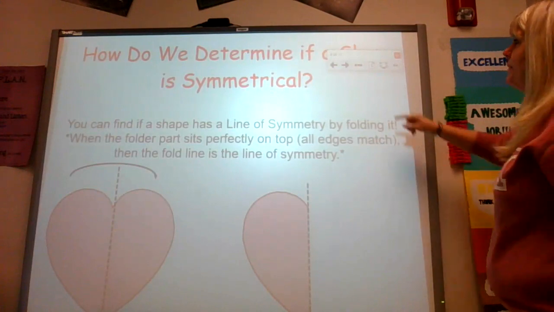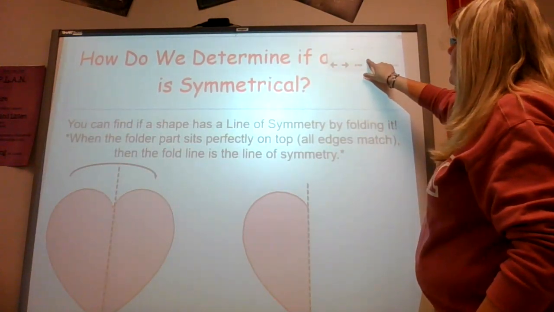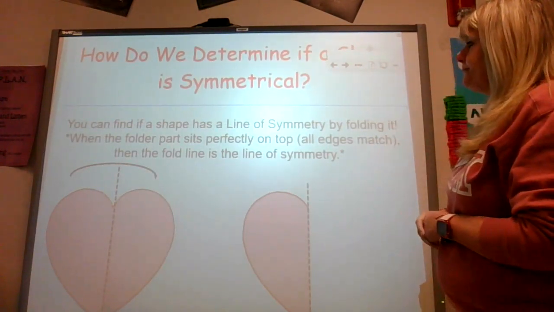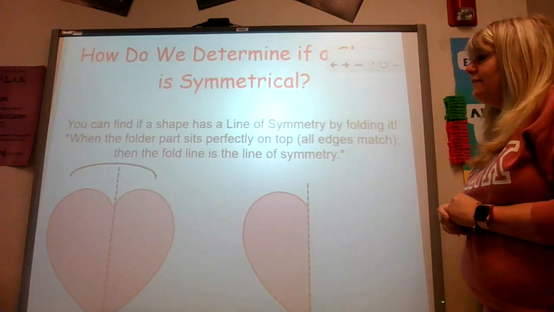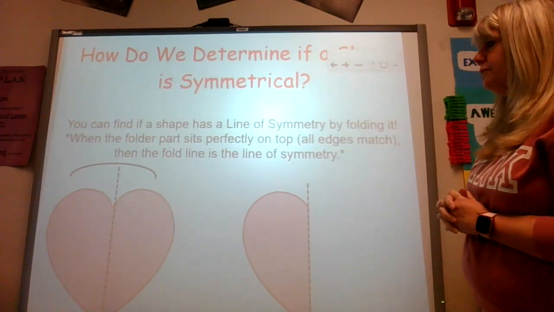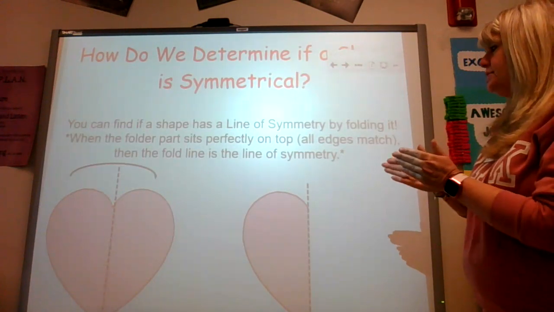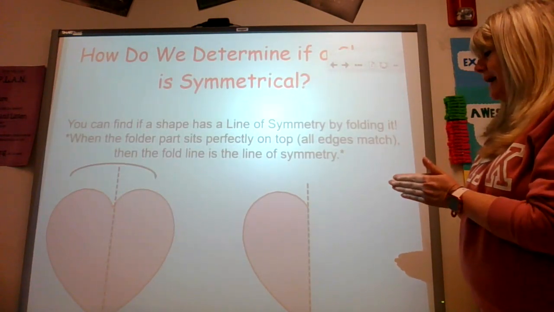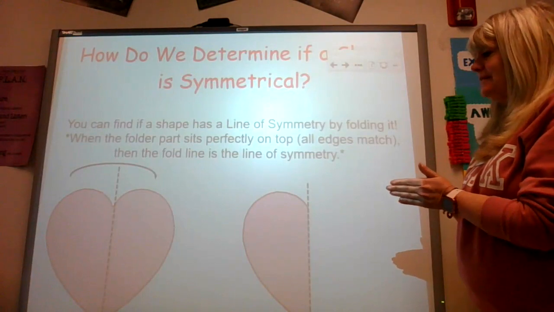How do we determine if a shape is symmetrical? You can find if a shape has a line of symmetry by folding it. When the folded parts fit perfectly on top, all edges match, then it is a line of symmetry.